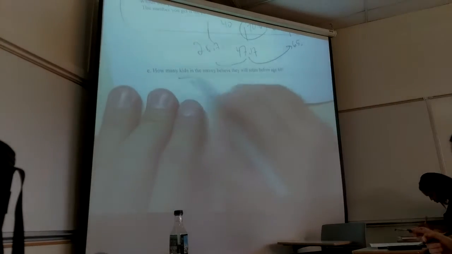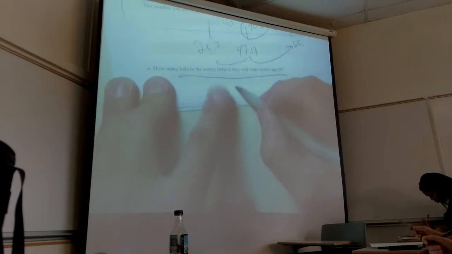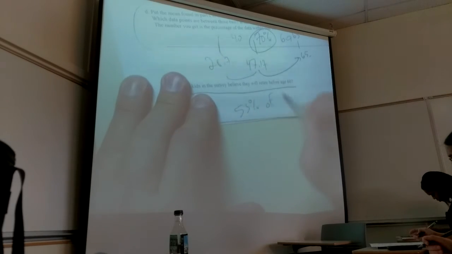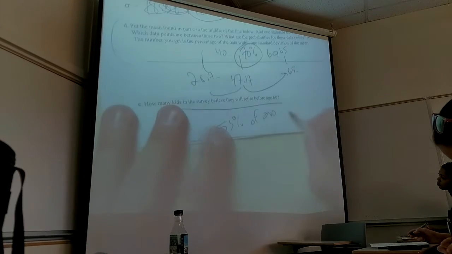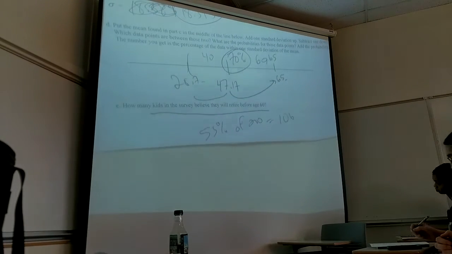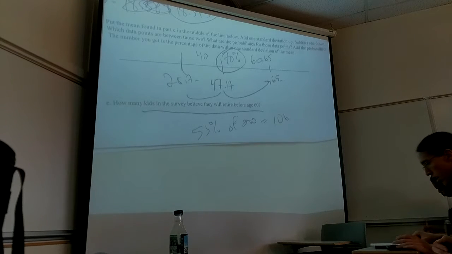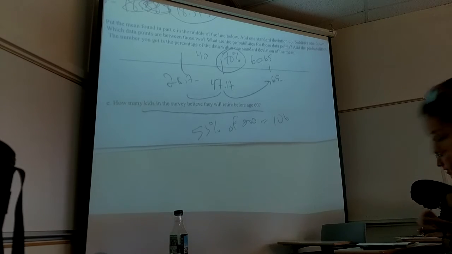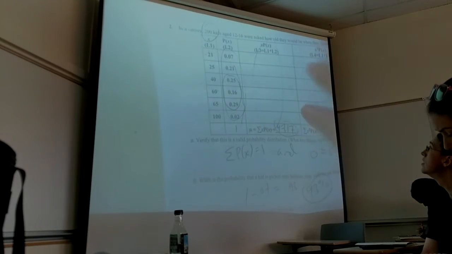And finally, how many kids believe they were retired before age 60? What percentage believe they were retired before age 60? 53%. Yeah, 53% of 200 kids, because there were 200 kids I surveyed. And that, of course, is 106. All right, that was a lot. We just did 4-1 and 4-2, everybody. Yeah, 4-1 is that. 4-2 adds in standard deviation stuff.